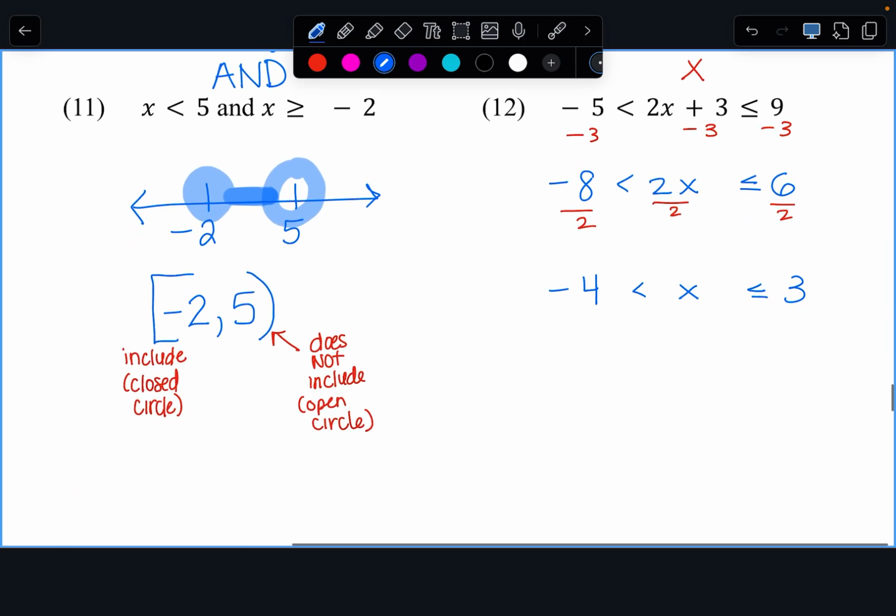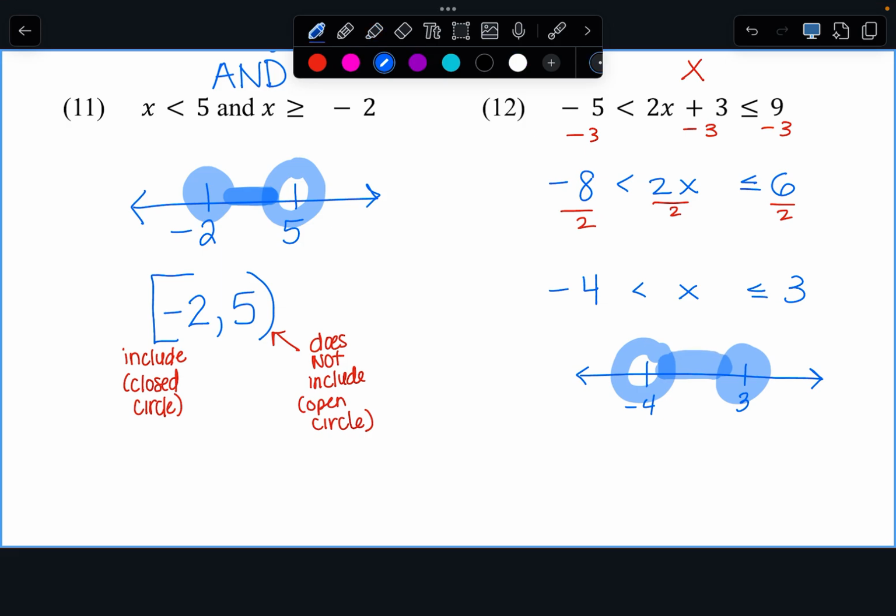This is saying our solution is everything in between those. -4, 3. Open or closed at -4? Open. Good. Open or closed at 3? Closed. And it's everything in between.